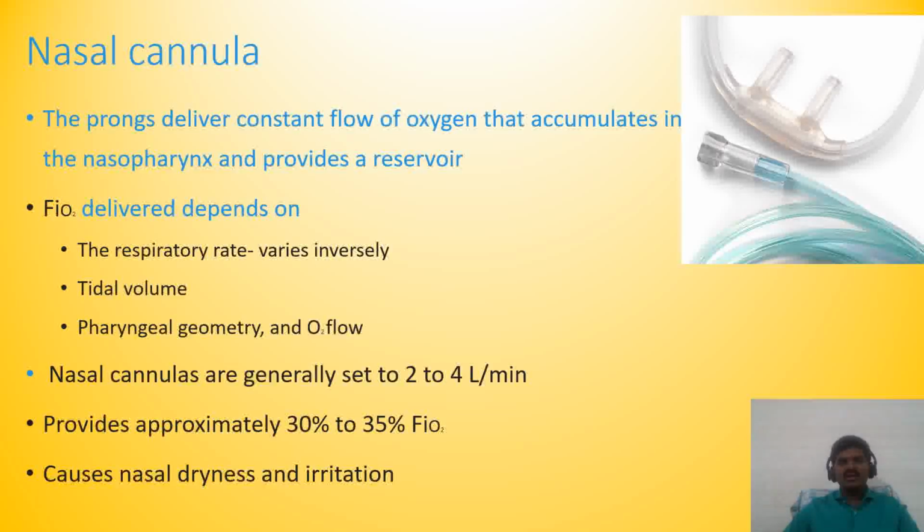Nasal cannulas are generally set to 2 to 4 liters per minute and are especially useful in patients who require very low levels of oxygen, like COPD patients. It provides approximately 30 to 35% of FiO2. The problem with nasal cannula is that on prolonged usage it can cause nasal dryness and irritation. Use humidified air as much as possible.